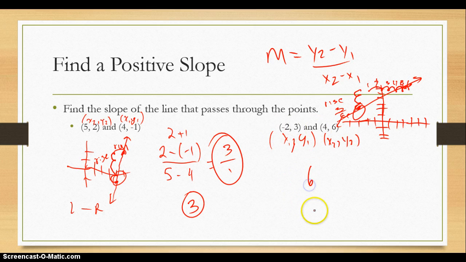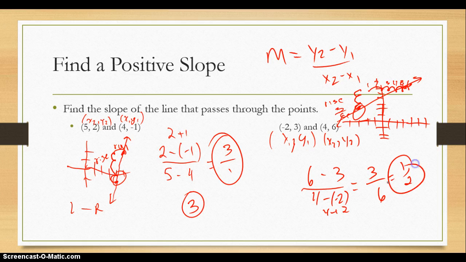So 6 minus 3 over 4 minus -2. Well, 6 minus 3 is 3. 4 plus 2 is 6. So 1/2. So I did that right. A little sloppy, but you can see what I'm trying to show you, that you could show your work and then check it using the slope. Okay?